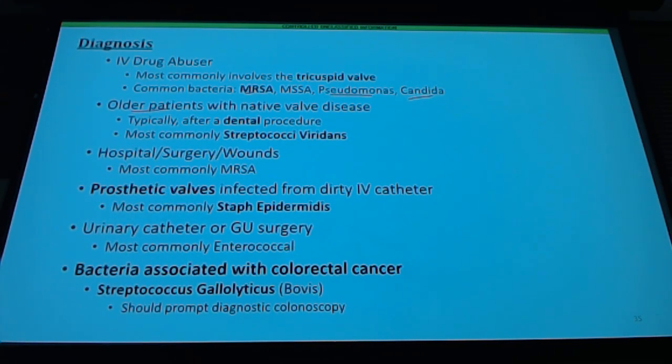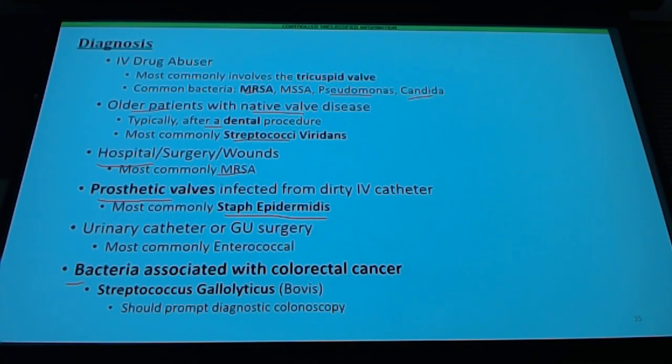If I have an older patient who has a native valve, typically, think of this patient as getting this because of a dental procedure, you're going to want to get antibiotics that treat strep viridans. That's what is most common for that. If you have hospital acquired, then you're going to want them on antibiotics that treat MRSA. If I have a prosthetic valve, then staph epidermidis.